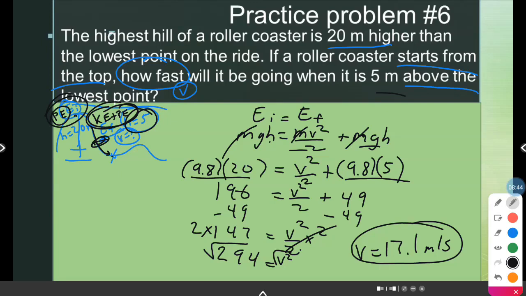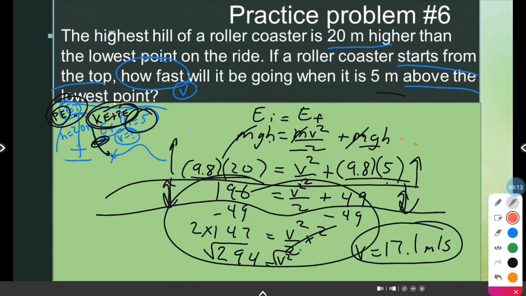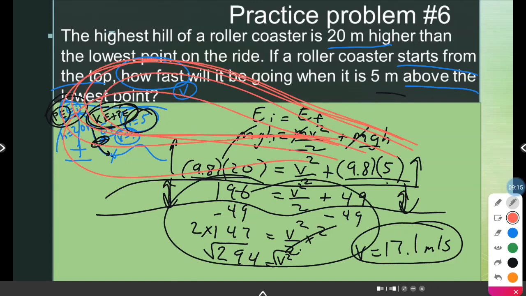I want to once again tell you, everything from here up is physics. Everything from there down is algebra. I give you points for algebra, but this is not a math class, right? So this is not the stuff I want you to focus on. It's everything else for this whole problem.